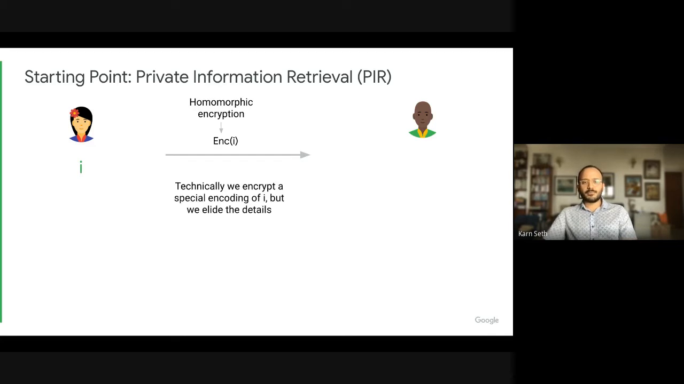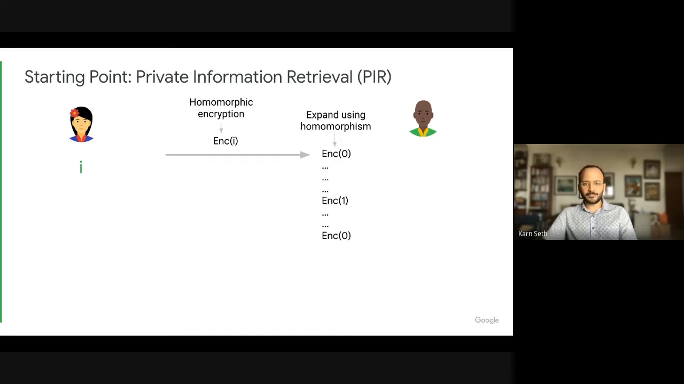And technically, it's not exactly encrypting the index i, but it's some special encoding of i, but we skip the details here. And what the server does is it expands this into a one-hot vector of n values, where all the encryptions are zero, except in the ith position. And this expansion is done homomorphically. So the server doesn't know which index is zero and which index is one.